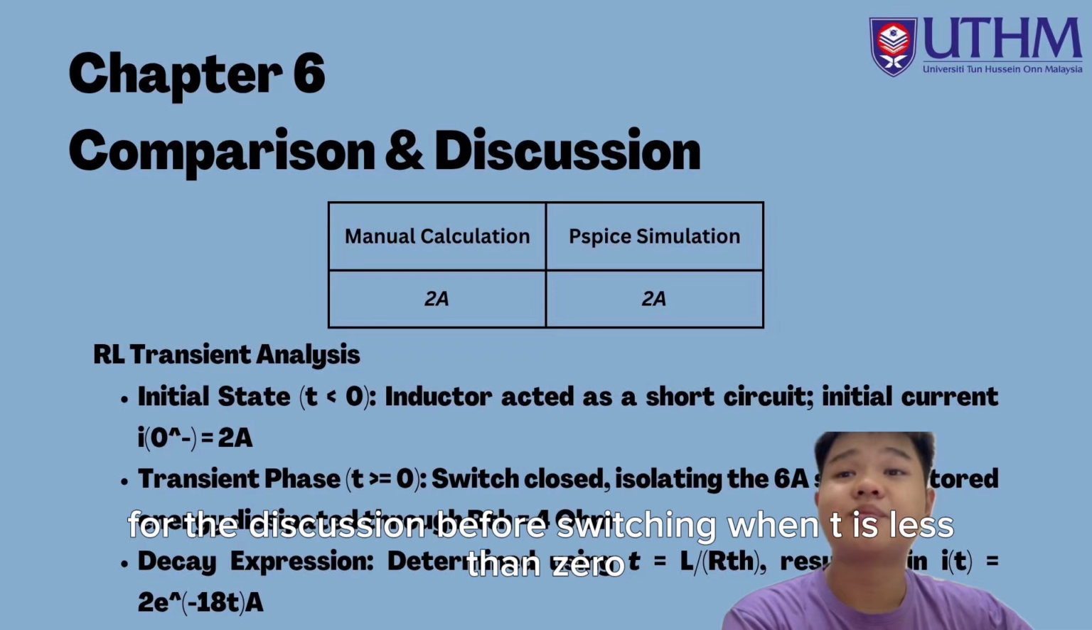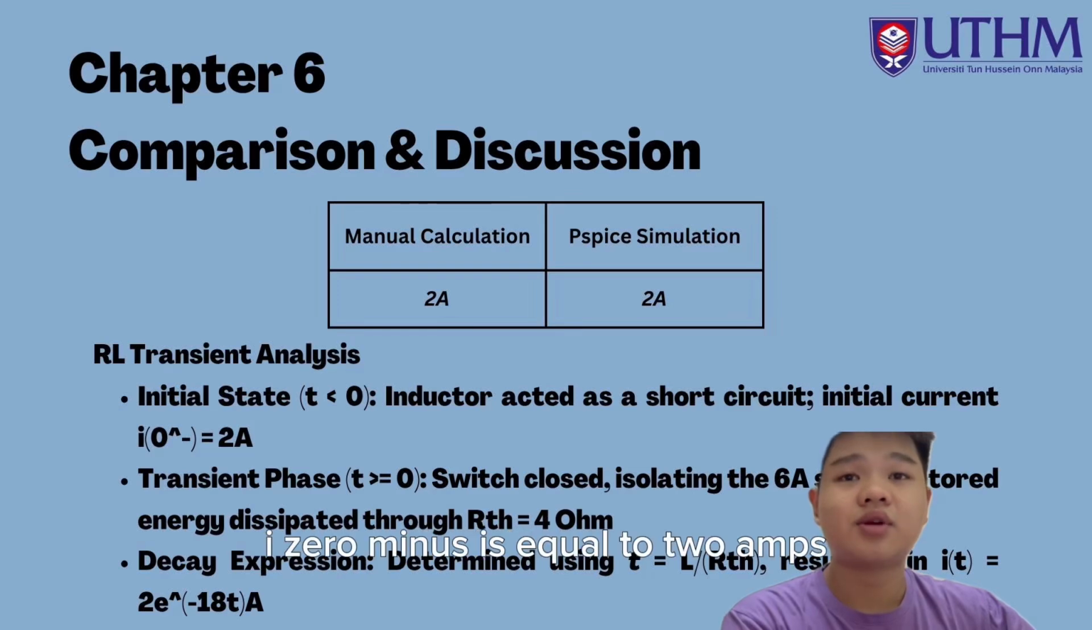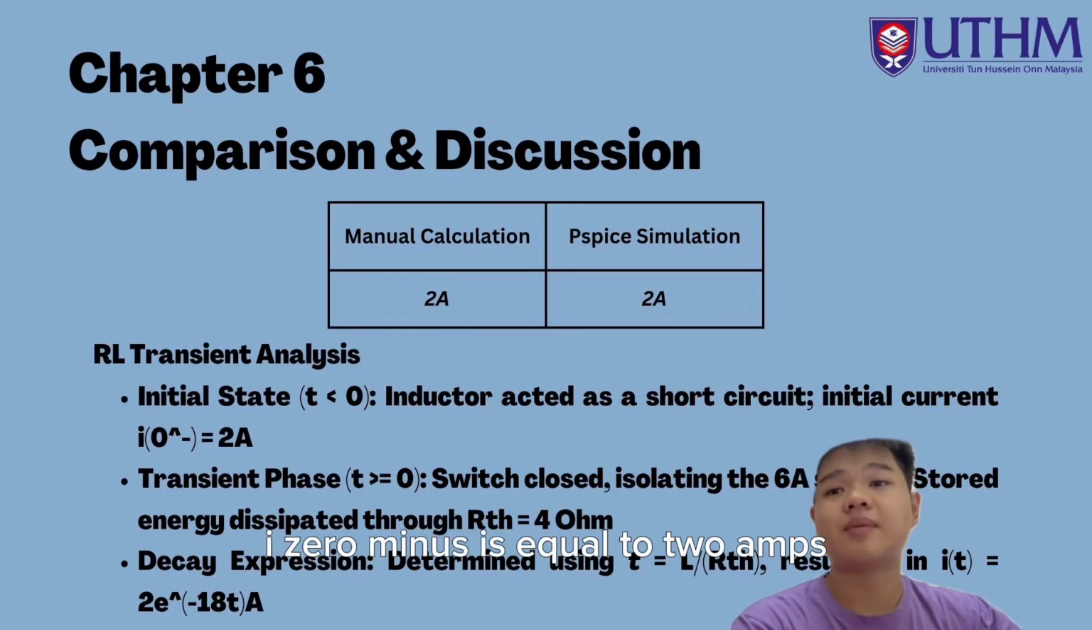For the discussion, before switching, when t is less than 0, the inductor behaves as a short circuit because the circuit is in DC steady state. So the initial current is I0 minus is equal to 2 amperes.